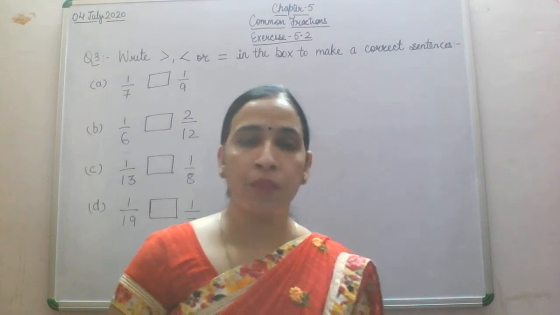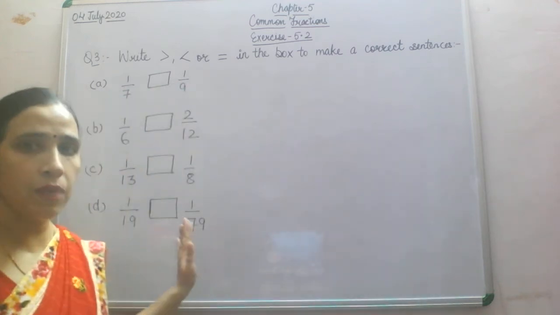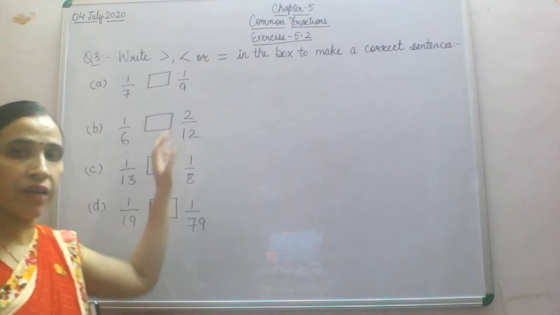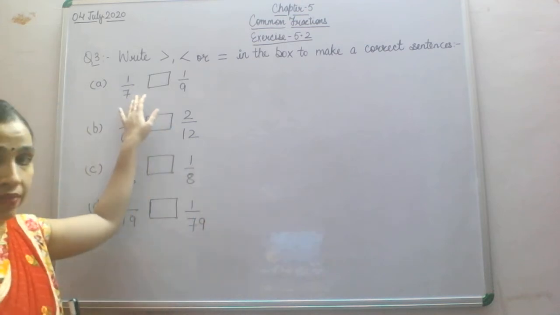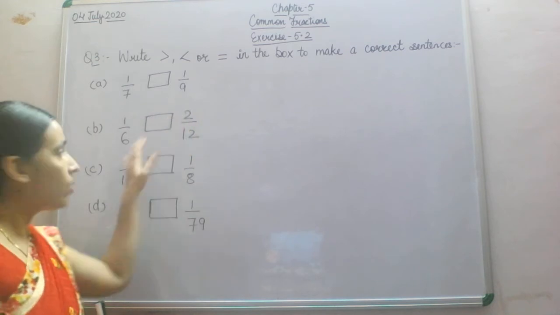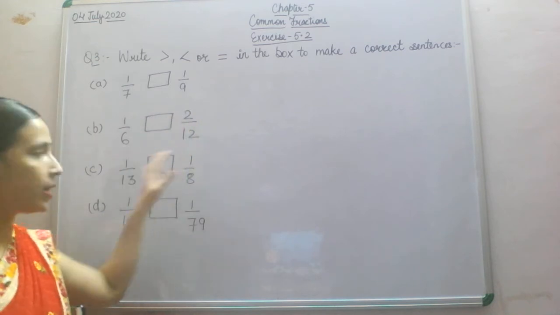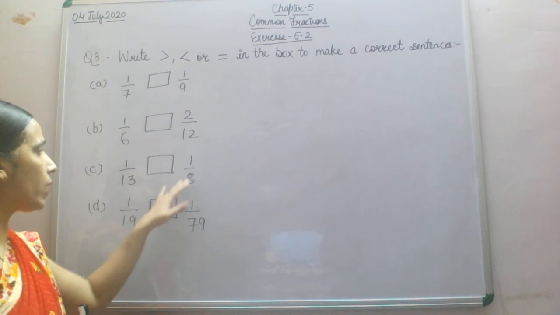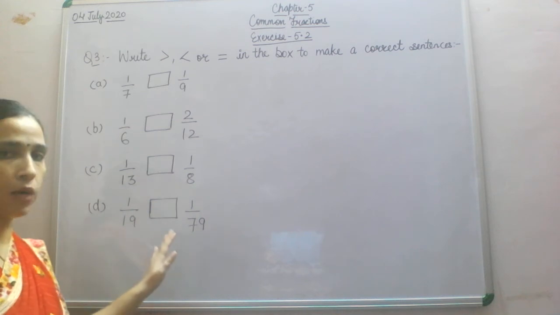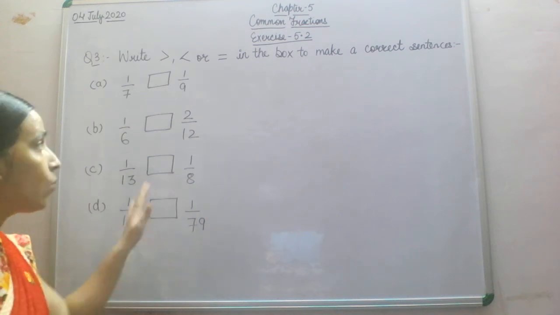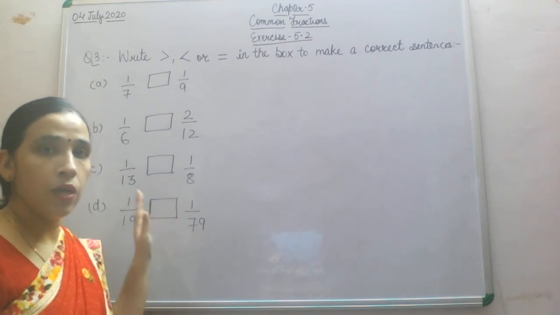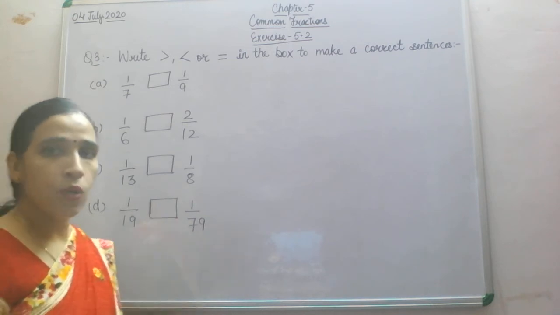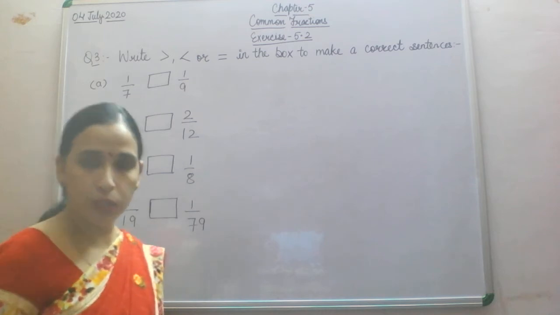Here in question number 3 all the unit fractions have been given: 1 by 7, 1 by 9, 1 by 6, 2 by 12, 1 by 13, 1 by 8, 1 by 19 and 1 by 79. What you have to do is compare these unit fractions. Now what is the question here?